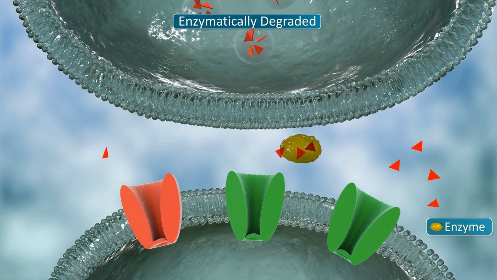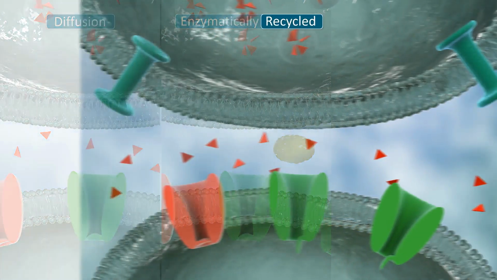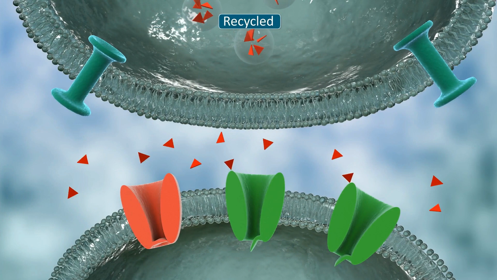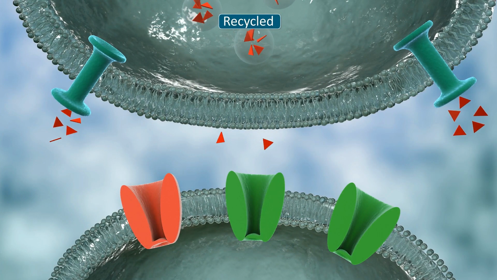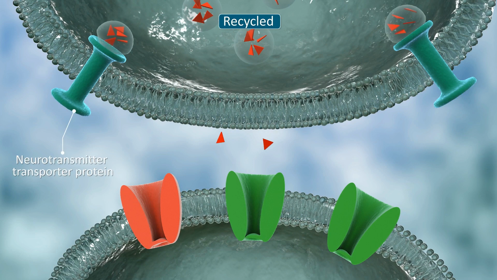Some neurotransmitter molecules are removed by enzymatic degradation. Some neurotransmitter molecules are transported back into the presynaptic cell by neurotransmitter transporter proteins, where they are recycled.